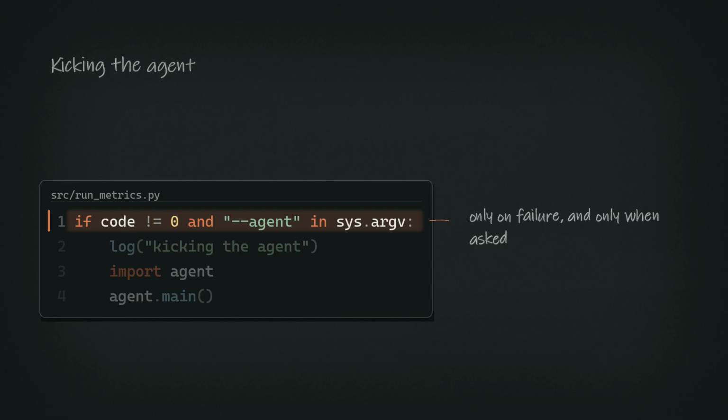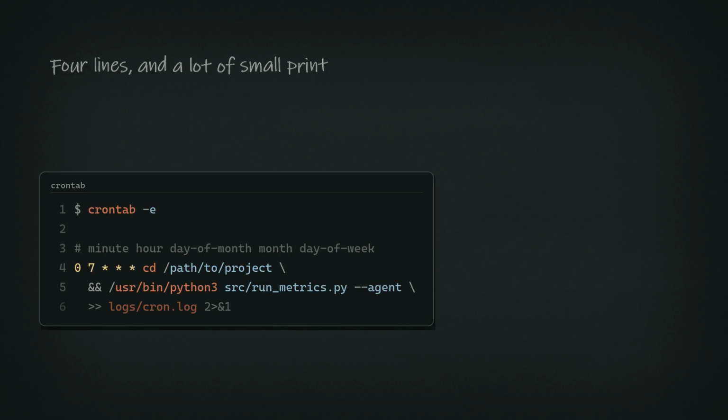Now the scheduling itself, which is 4 lines and a lot of small print. On Mac or Linux, you type crontab -e and paste this. The 5 fields are minute, hour, day of month, month, and day of week. So 0 7 * * * means 7 in the morning, every day.